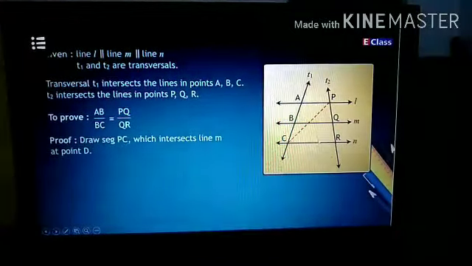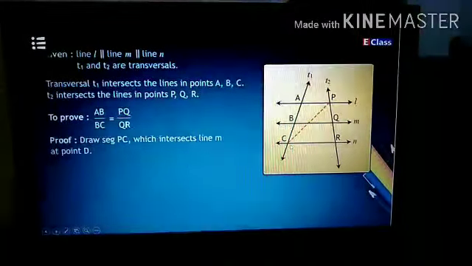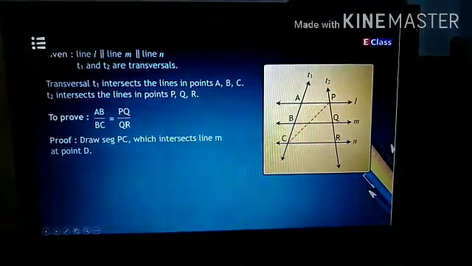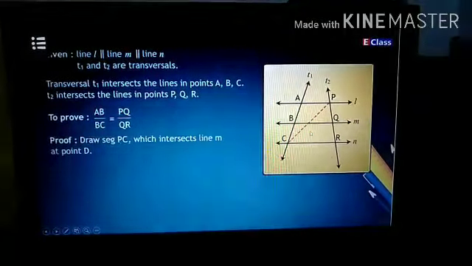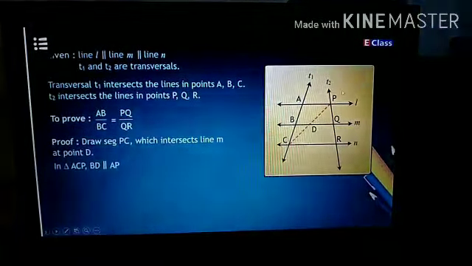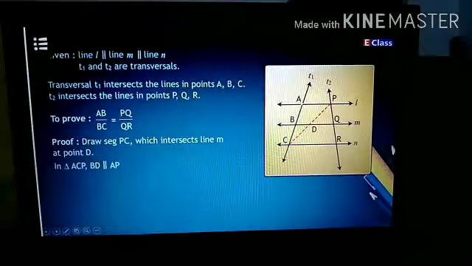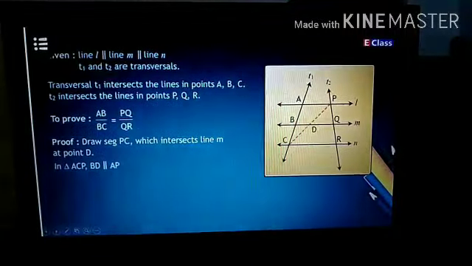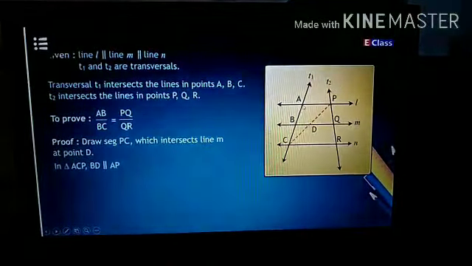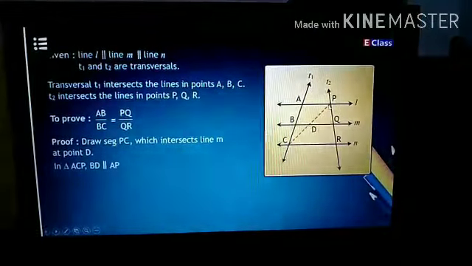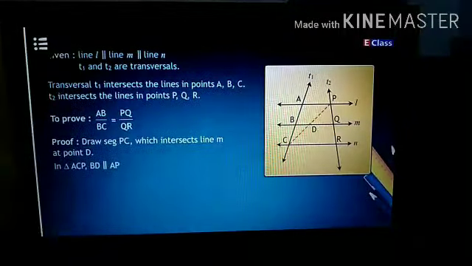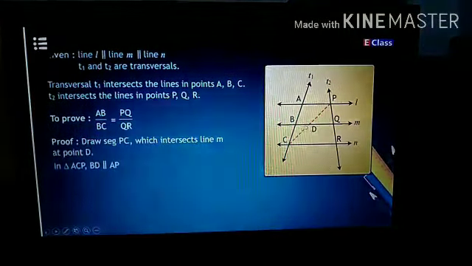To begin with the proof, we are going to draw segment PC, which intersects line M. Can you all see, this is line M, and this point we name as point D. Now let us consider triangle ACP. In triangle ACP, we have BD parallel to AP. So this is the same as the BPT theorem, where in a triangle we have a side parallel to another.